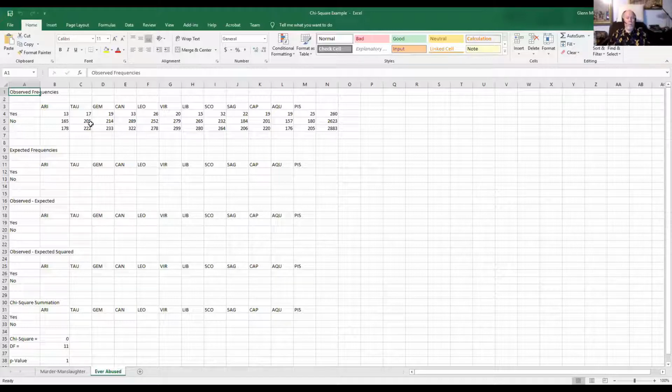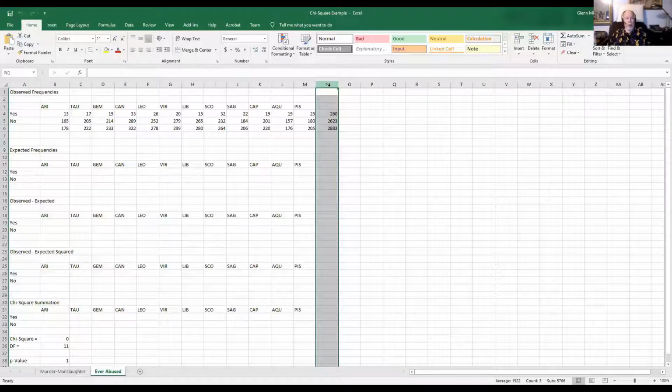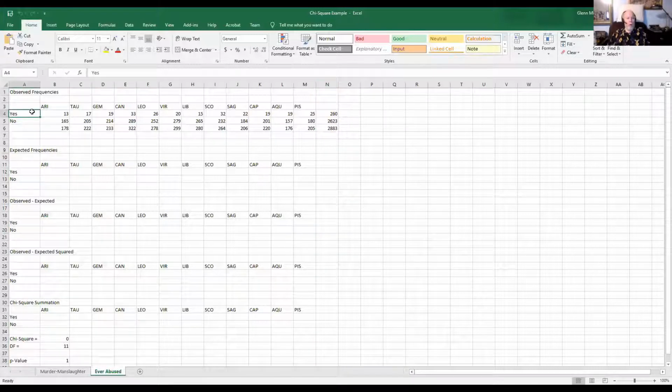If you included emotional abuse, verbal abuse, I'm sure it would run much higher. If we look over at column N, we have 260 people who said, out of 2,883, so almost 10%, suffered abuse as a child, either physically and or sexually. That means a little over 90% of them did not suffer abuse.